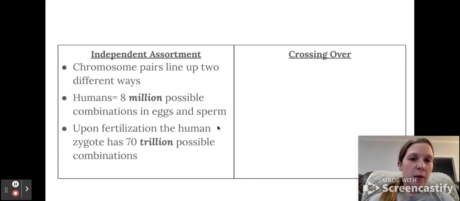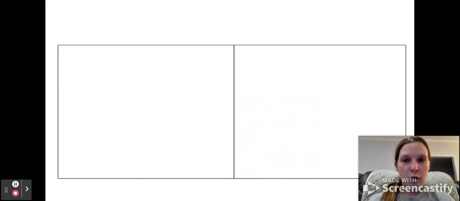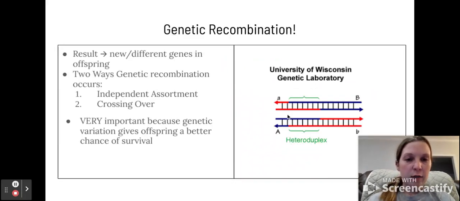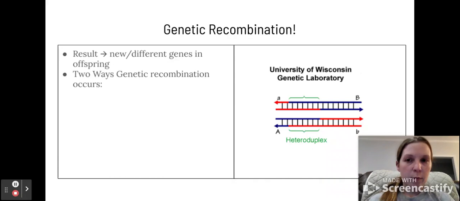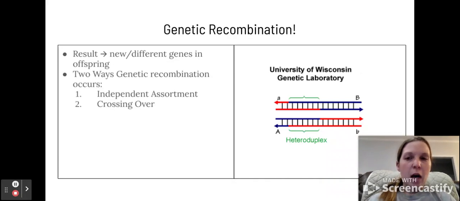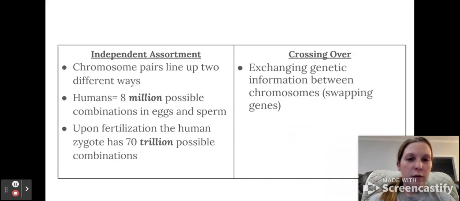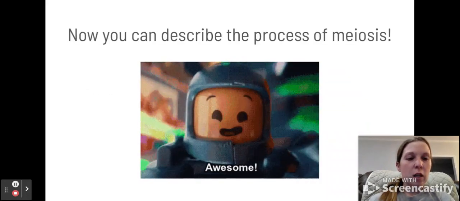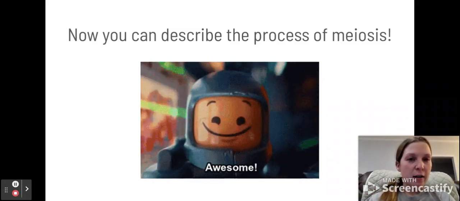Then we have crossing over, again, what we talked about. So this is exchanging genetic information between chromosomes. So we're swapping genes on a chromosome. And actually, let me show you, I'm just going to go back really quick. This GIF that you'll see right here, if it will move, I don't know if it will. It may not move again. Well, if you saw this GIF earlier, you would have seen how they basically unzip at a part and then re-zip on the other side and then move.